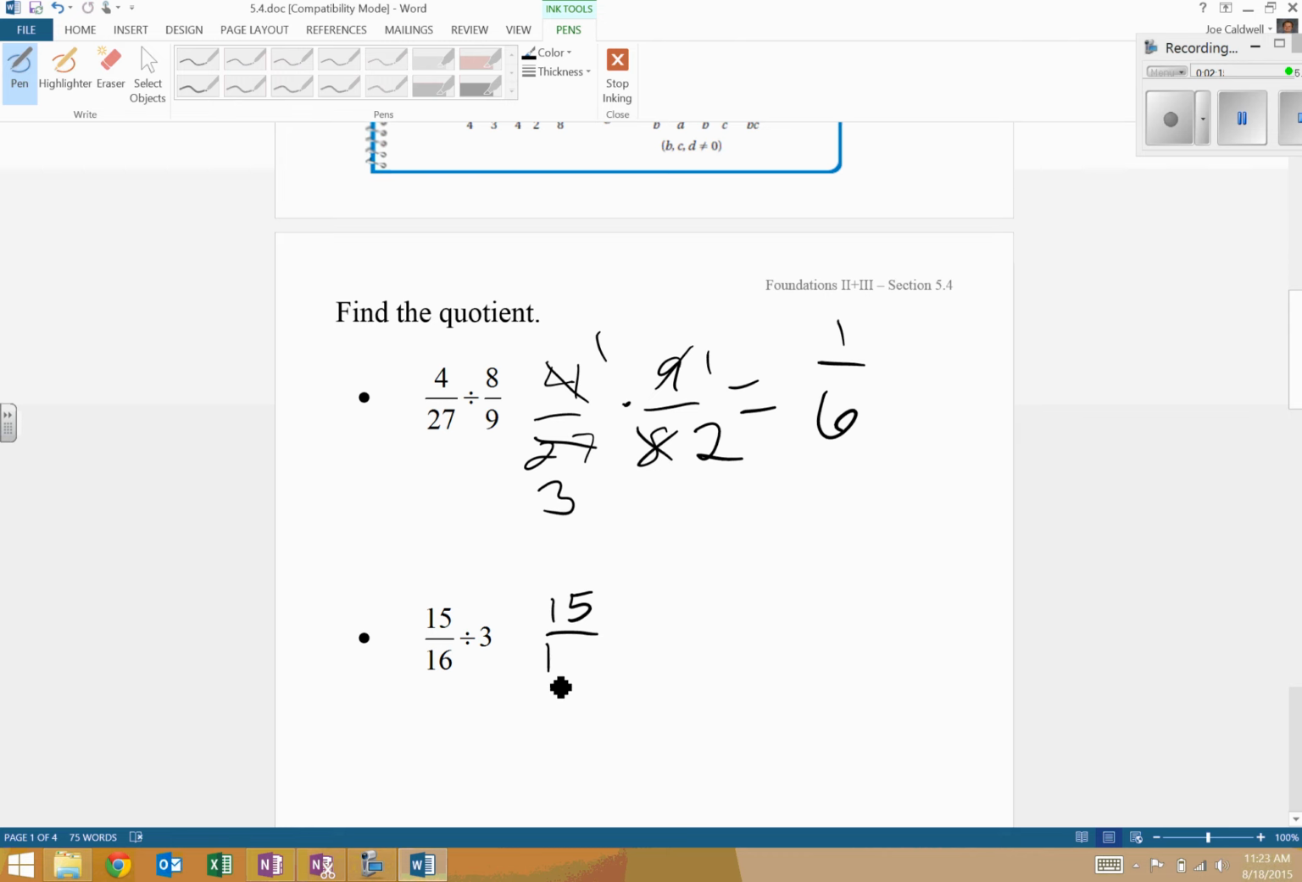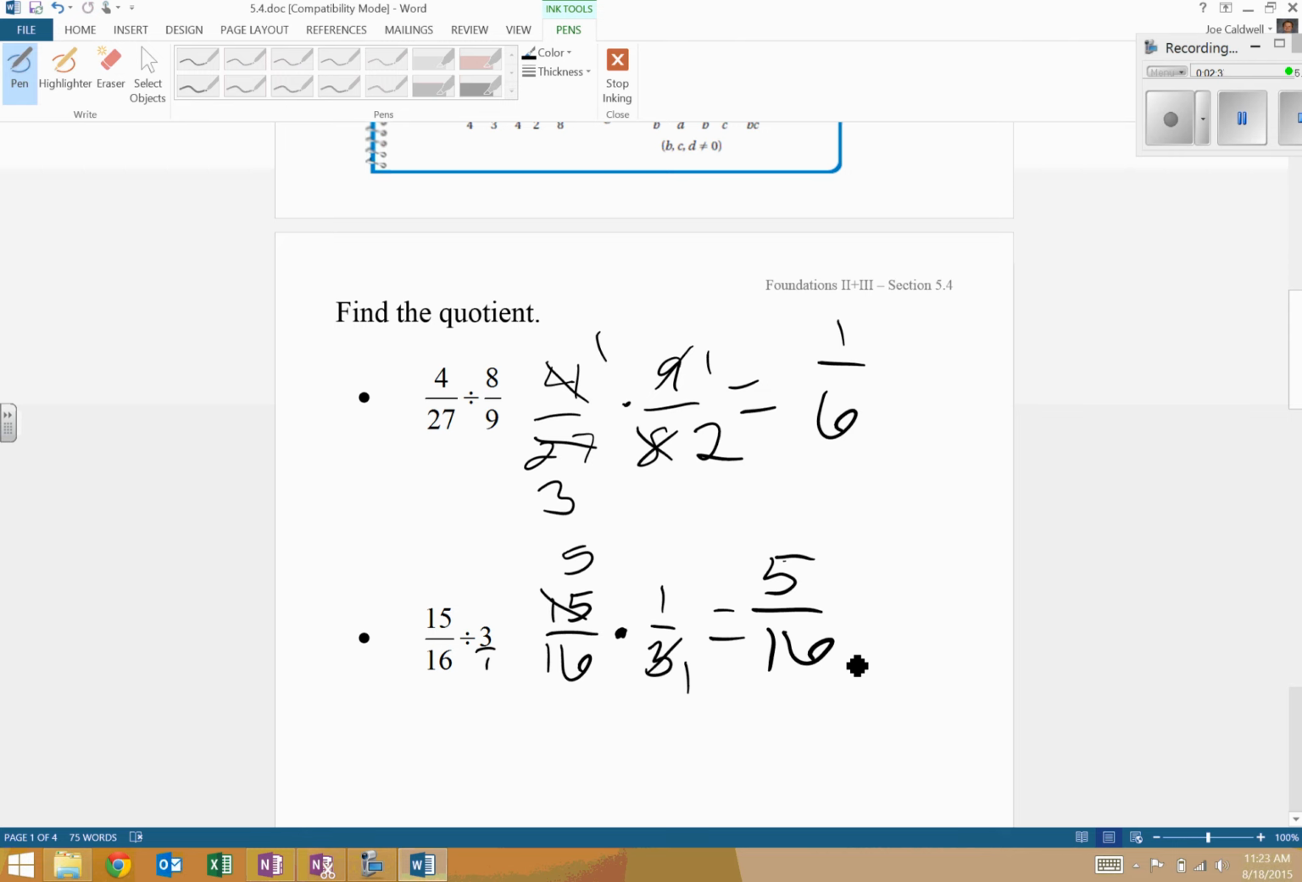So next one here, we have dividing by 3, which is like 3 over 1, and that is actually like multiplying by its reciprocal, which is 1 over 3. Again, I can do a little bit of reducing. 3 goes into 3 once, 3 goes into 15 5 times, and I multiply across.